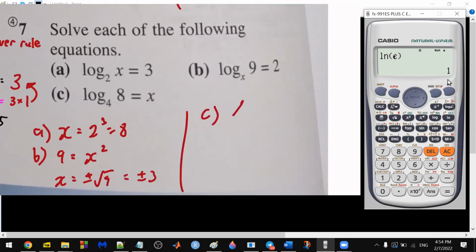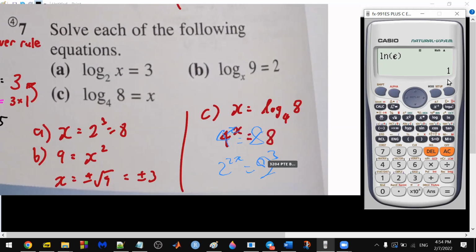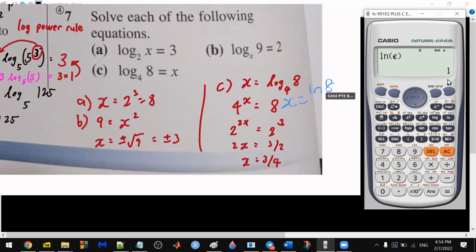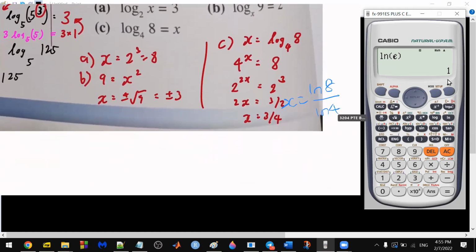How about part C? Without a calculator. Wait. We can do a change of base formula. Remember the formula? Change of base? Oh, you want to do that as well? Can also. That works as well. Yes. 2x equals 3 over 2, then x equals 3 over 4. I was trying to bring up the change of base formula, but it's not needed, I realized. Let's just try it anyways.